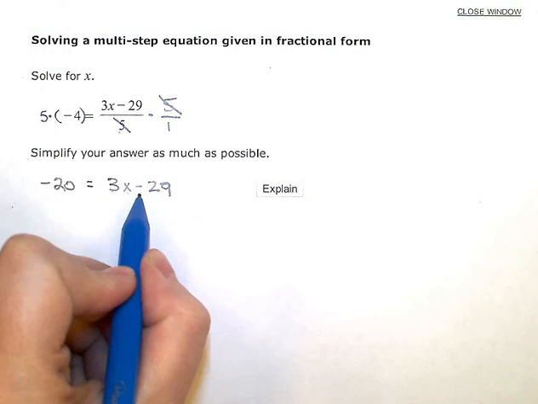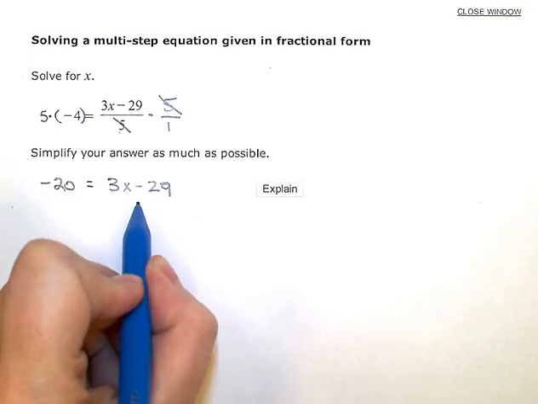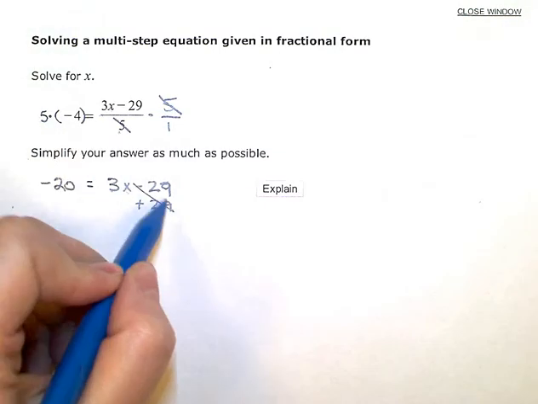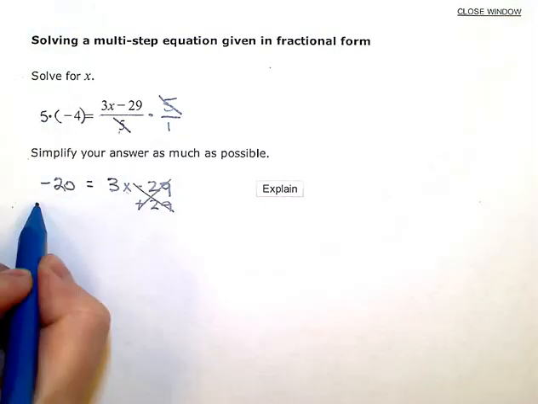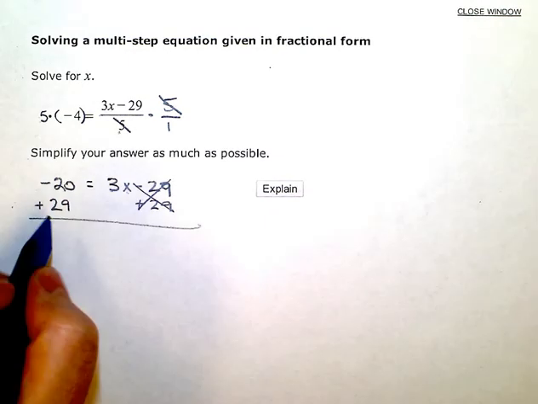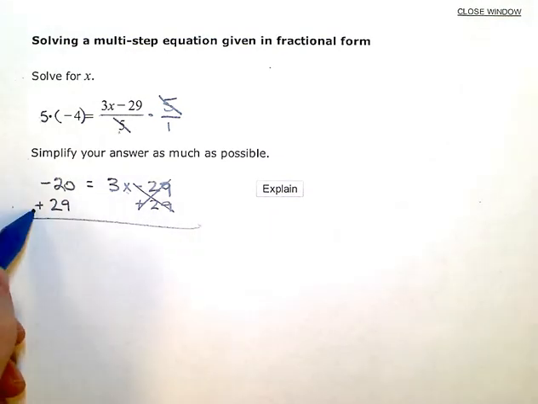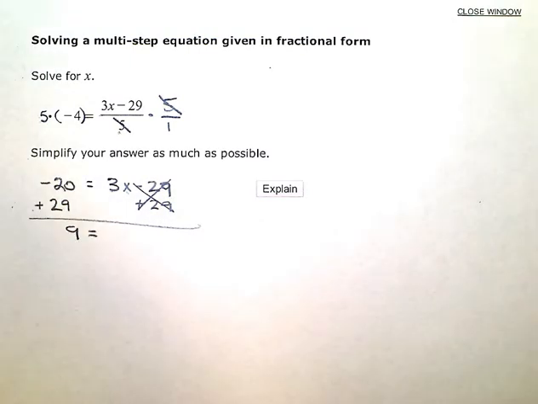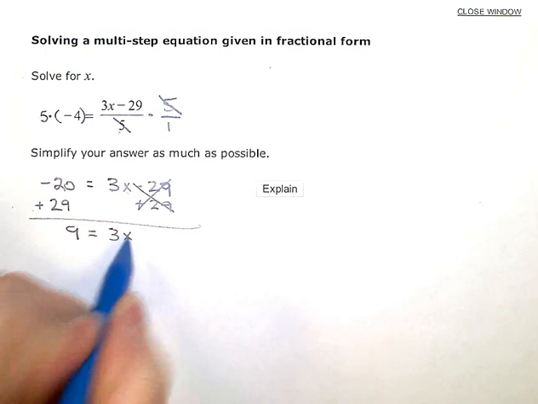So to zero out that negative 29, the inverse would be to add 29. That'll eliminate that. But to keep my equation balanced, I have to add 29 on the other side. So now I simplify. This leaves me with just plain 9 on the left, 3x on the right.